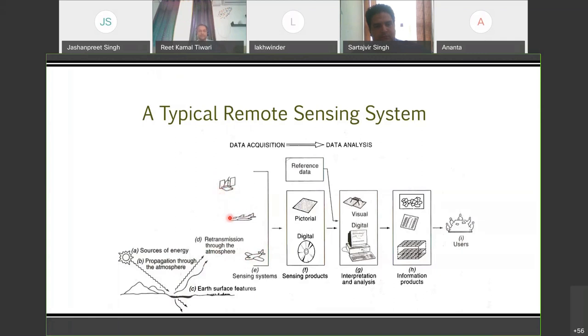Even on a terrestrial platform, if we take a photograph with a mobile and someone sees that photograph and knows about the object, that is also a kind of remote sensing. That is called terrestrial remote sensing. Then this data is recorded either in digital or pictorial form, and analyzed either visually or digitally. Nowadays we rely mostly on the digital platform, but for verification of the output we have to go to visual image interpretation also, and then the information is stored in the GIS environment and given to the users.